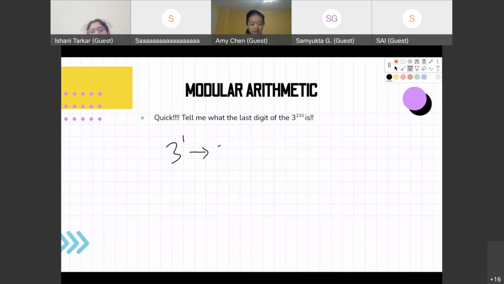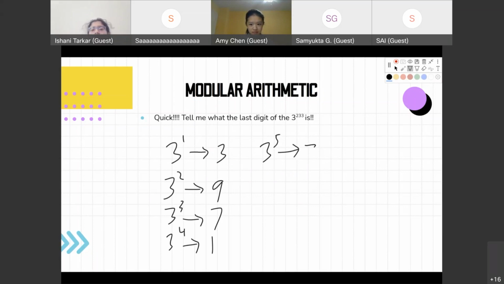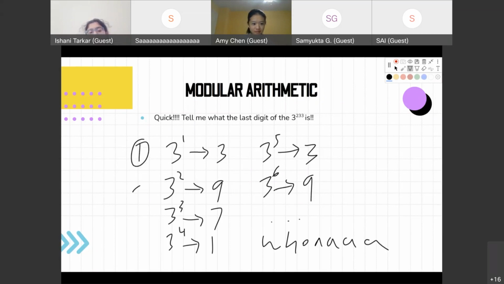3 to the power of 1 has the last digit of 3. 3 to the power of 2 has the last digit of 9. 3 to the power of 3 has the last digit of 7. 3 to the power of 4 has the last digit of 1. And then 3 to the power of 5 has a last digit of 3. So this repeats every 4 powers. So you would figure out what 233 mod 4 is, because you want to find out which of these positions it is in, 1, 2, 3, or 4, right? So 233 is not divisible by 4, right?